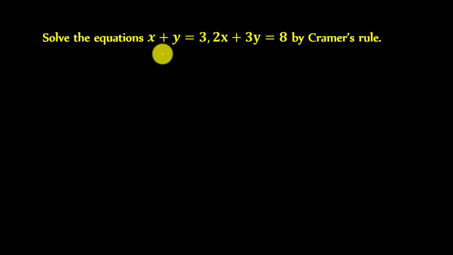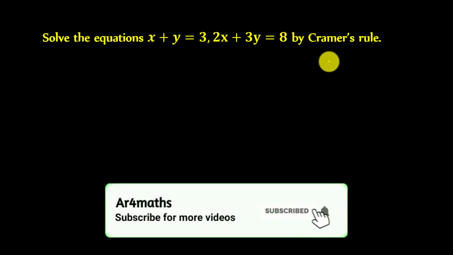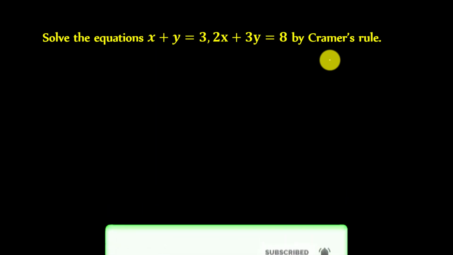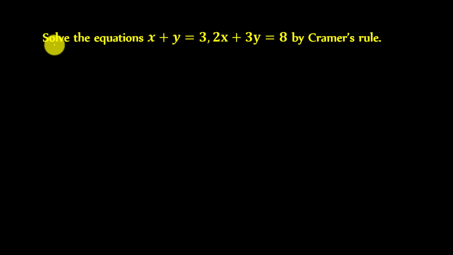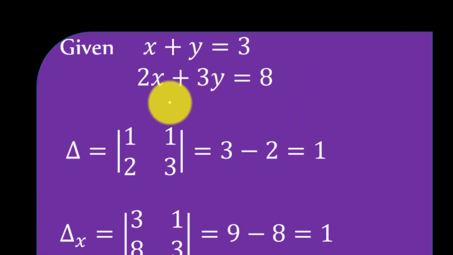Let us take one problem. Here x plus y is equal to 3 and 2x plus 3y is equal to 8, solve by Cramer's rule. It is very simple. First of all, let us write down the given values. Here it is given that x plus y is equal to 3 and 2x plus 3y is equal to 8.